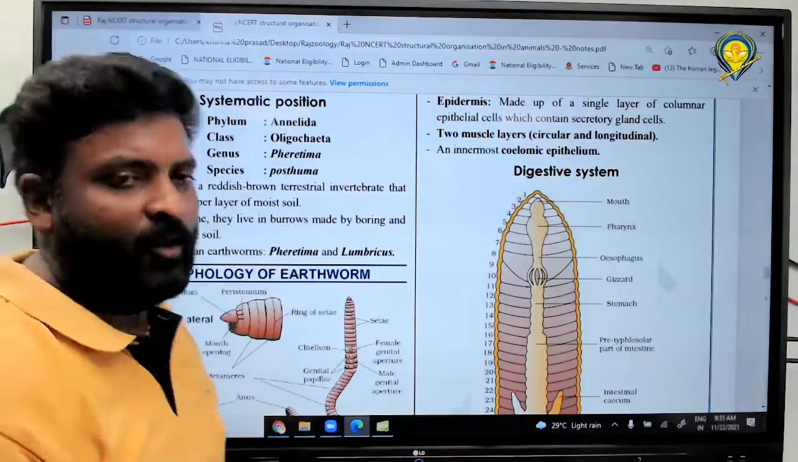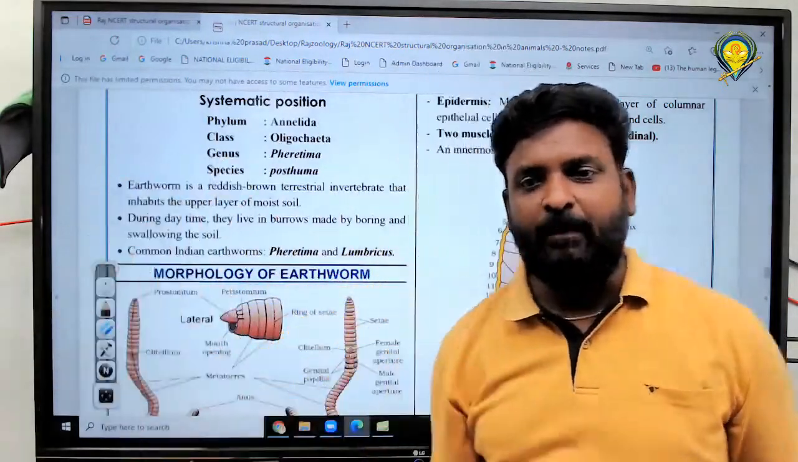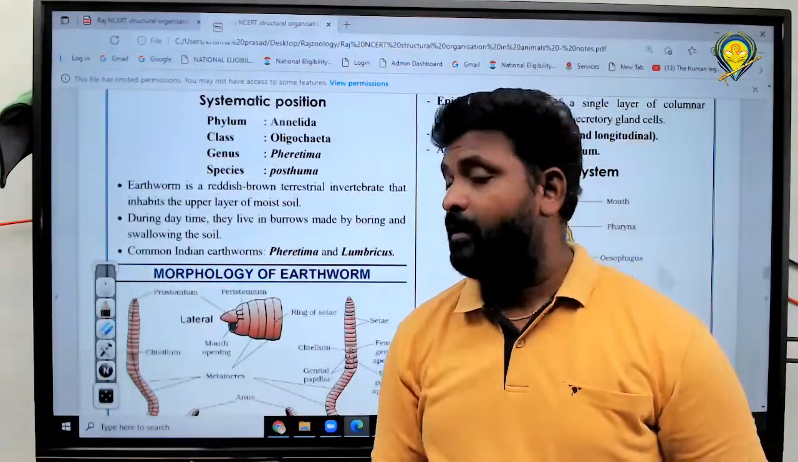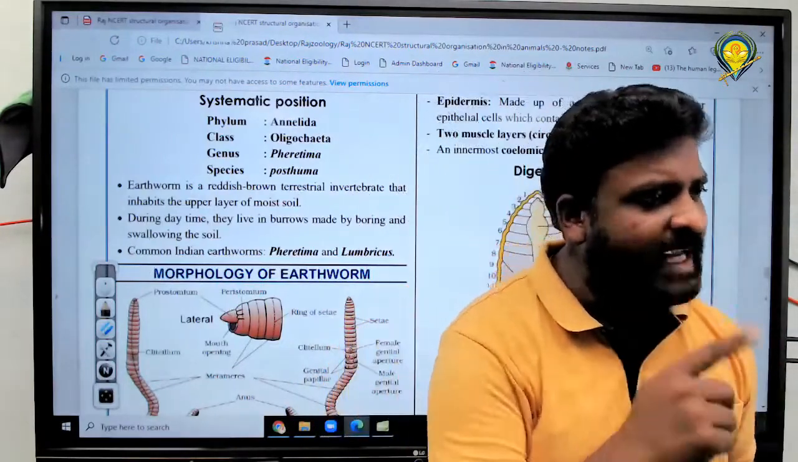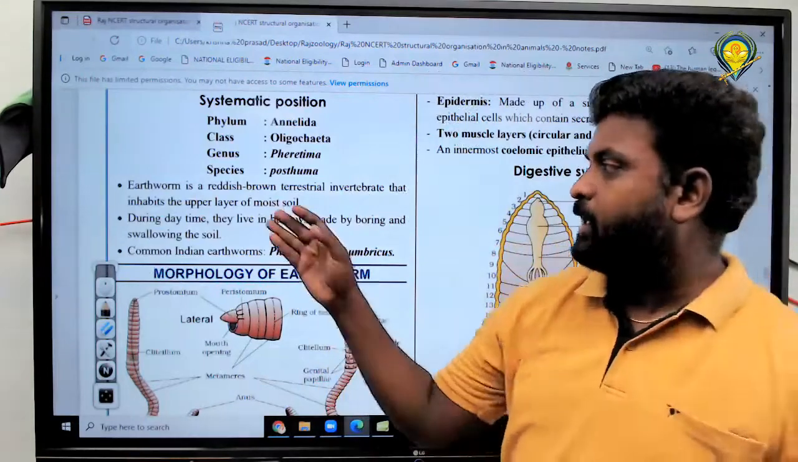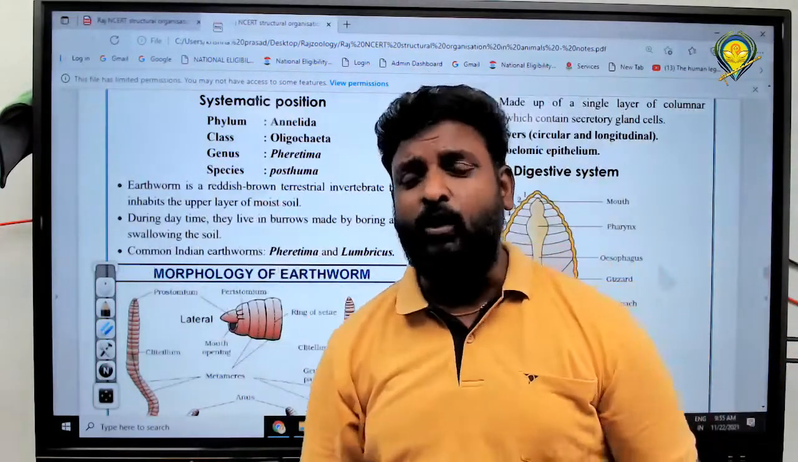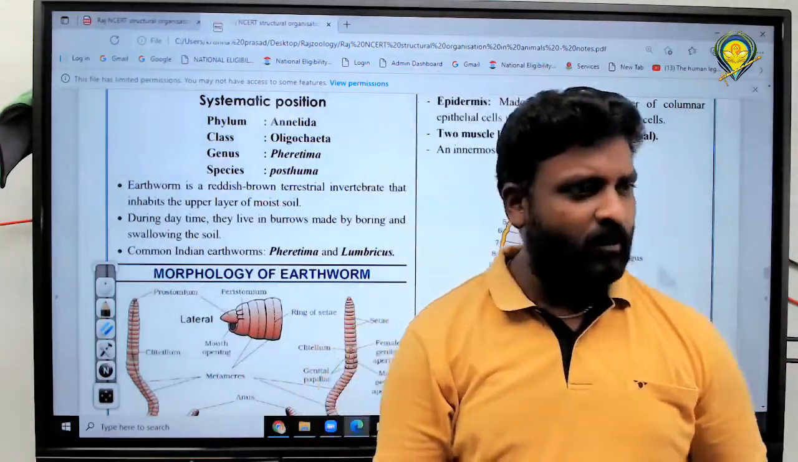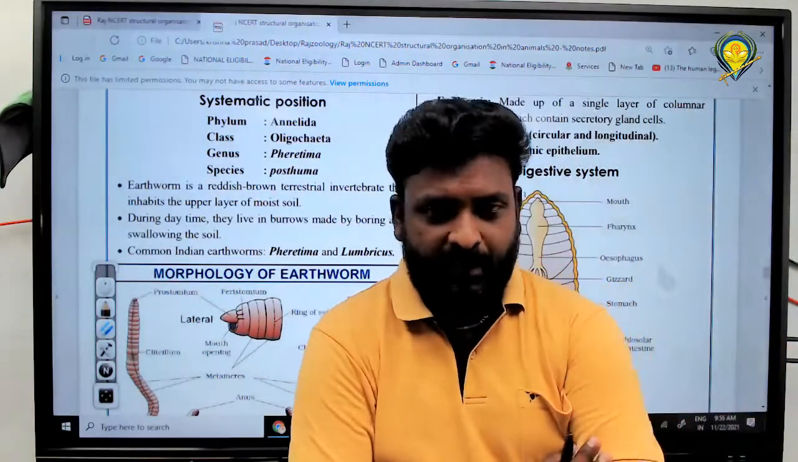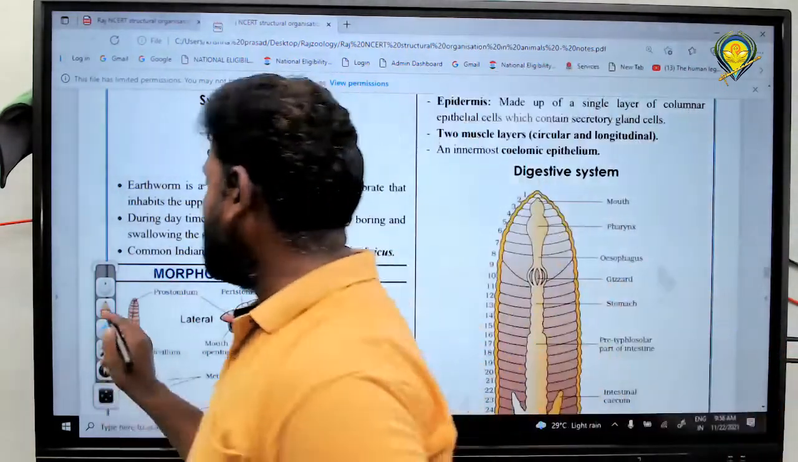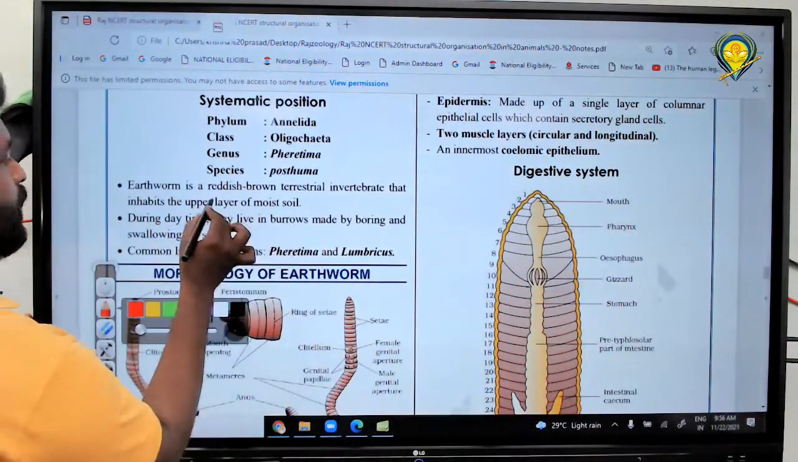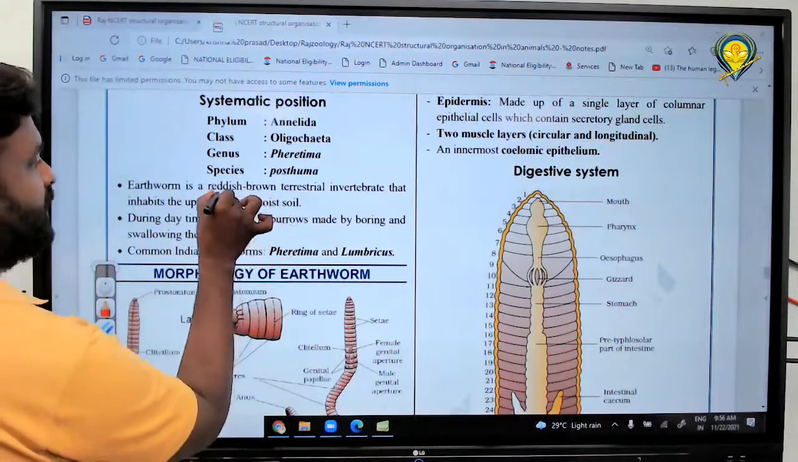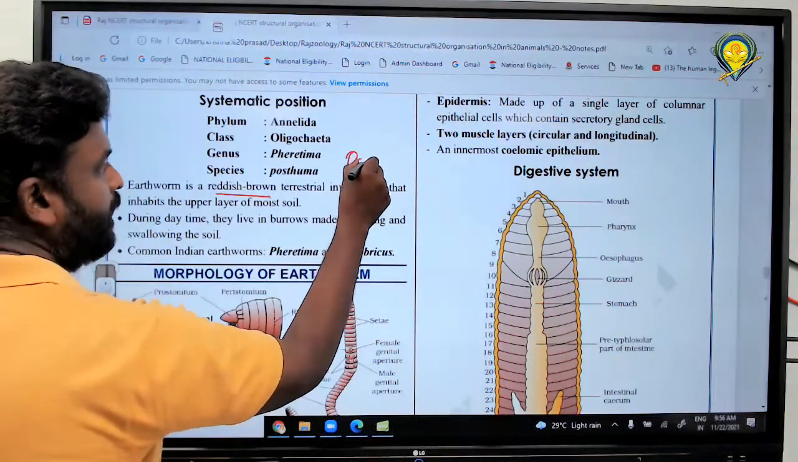Next, the genus and species. Pheretima posthuma is the scientific name of the Indian earthworm. Got it? And next, what is the color of the earthworm? Tell me, all of you. Reddish brown. Why does it get a color like this? Because of a pigment. I will tell you the pigment: the pigment that gives the reddish brown color is porphyrin.